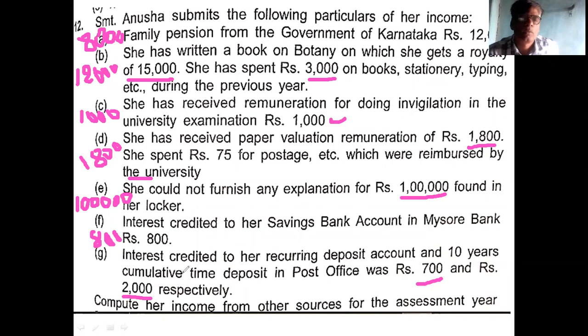Okay. Compute the income from other sources. What is the total? One lakh 24,300, after giving deductions.